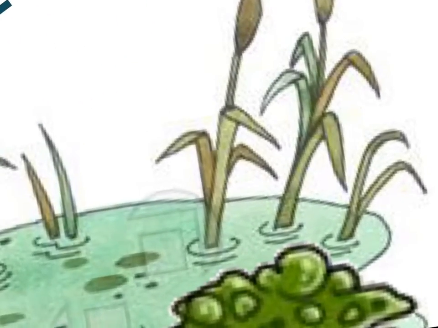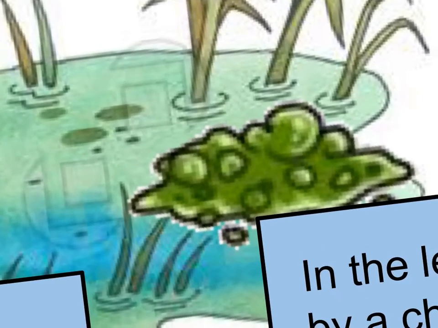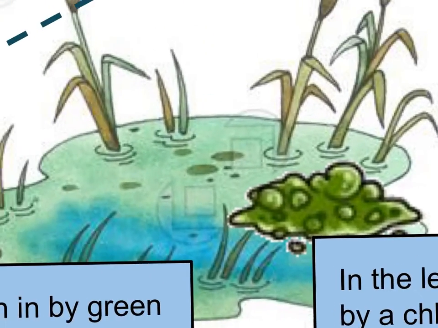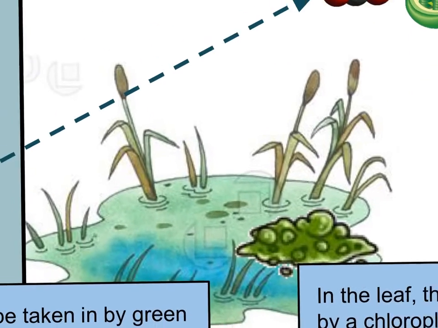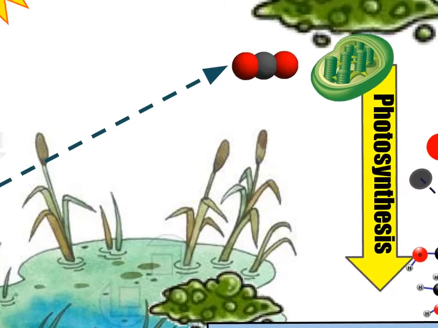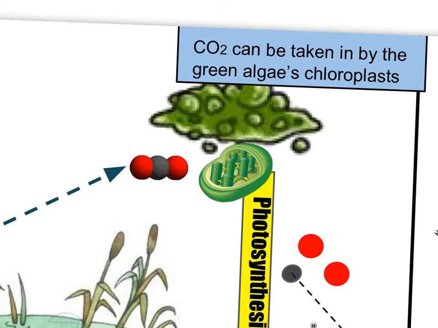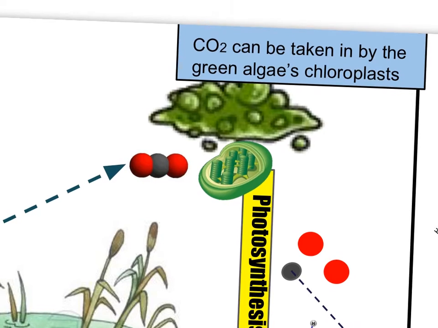I mean, this cattail can take in that CO2 as well, but let's say this algae beat it out, and it lives in a swamp. This algae takes in the CO2 with its chloroplast, just like the oak tree did. The chloroplast is the organelle inside the algae's cells that can do the process of photosynthesis.